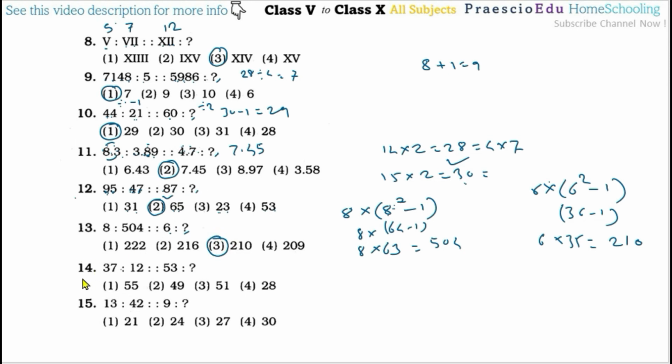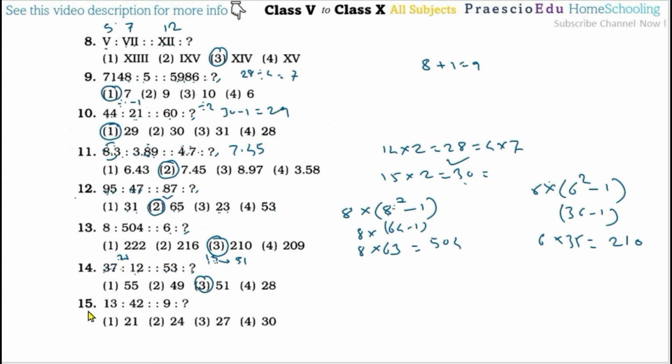Now question number 14: 37, then 12, and then 53, and then question mark. So 37 means 3 and 7. So the product is 21, and interchanging these two digits we are getting 12. So likewise 5 multiplied by 3 is 15, and interchanging these digits, 15 becomes 51. So 51 means option number 3 is the correct one.